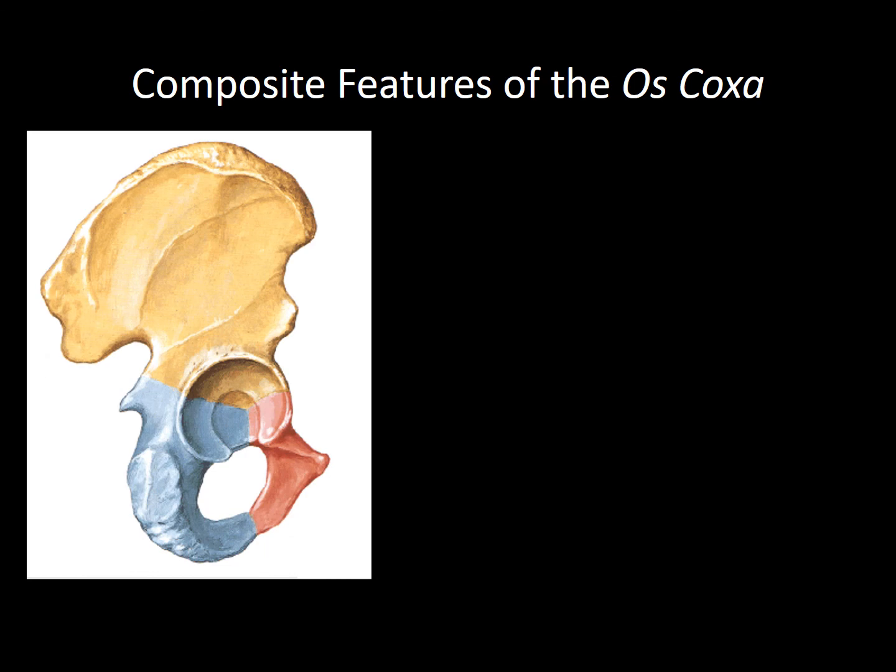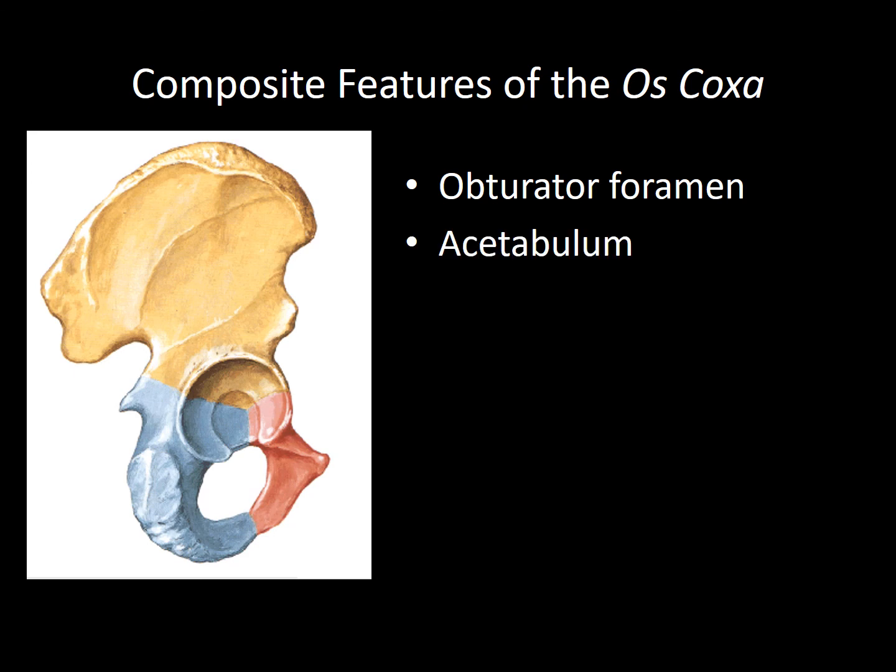So we already talked about one composite feature of the whole os coxa, but another is this obturator foramen. I guess we talked about it too. The obturator foramen, this heart-shaped foramen here, and the acetabulum with the acetabular fossa and the lunate surface. So these are all features that we've talked about already. These basically require all 3 bones to be fully formed, so you see them when the entire os coxa is fully ossified.